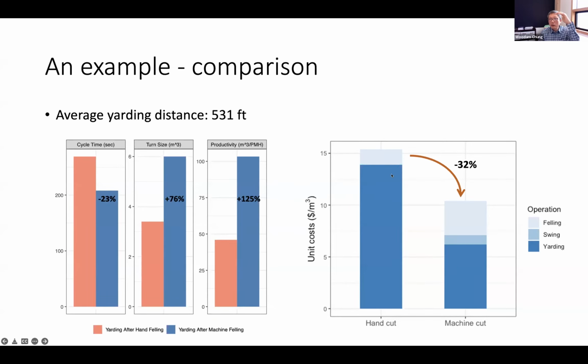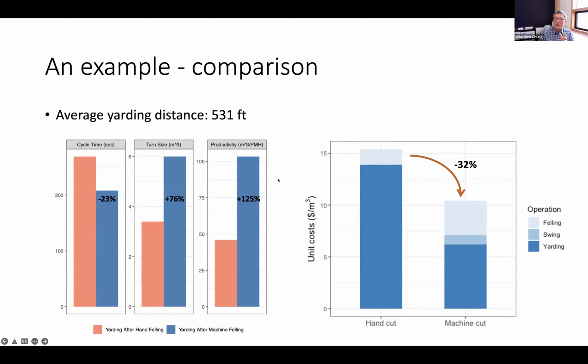This bar, the entire full bar, indicates the cost of moving wood from stump to landing only. But if you look here, machine cut versus hand cut, if you look at only the felling component, which is light blue, the machine cut is a lot more expensive because we use a lot more expensive machines. I mean, very expensive machines. So if you look at only the felling component, machine cut is a lot more expensive.